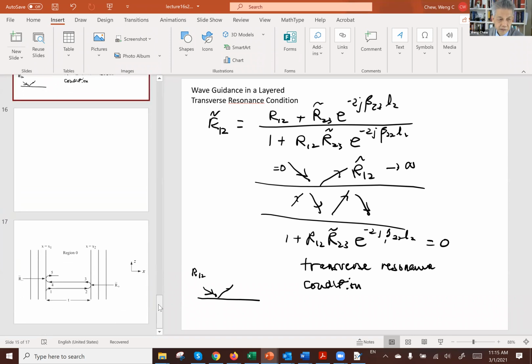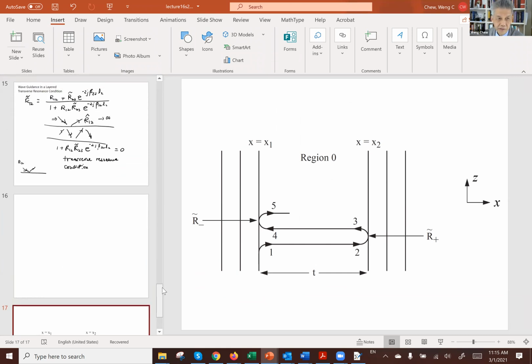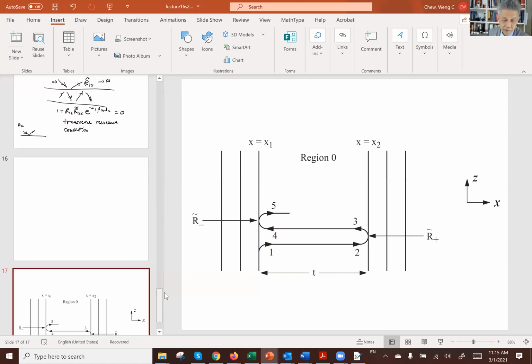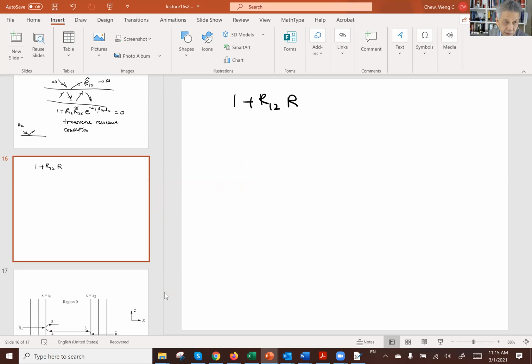And you can also study the transverse resonance condition using this picture over here. So if I look at the transverse resonance condition, what it says is that the wave can also be written. This is one way to write the transverse resonance condition.